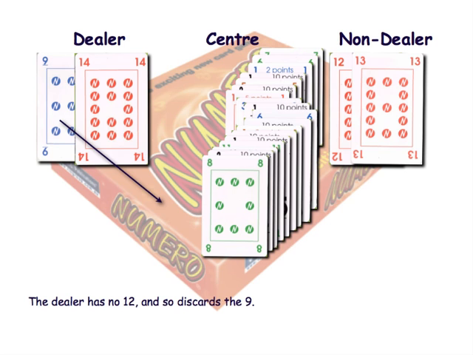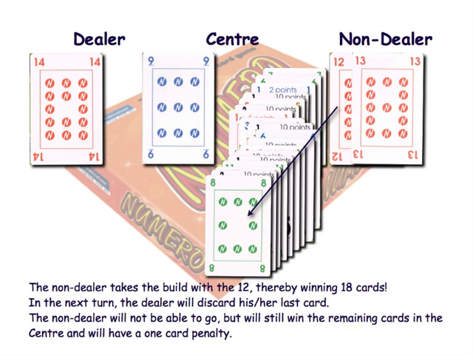The dealer has no 12, and so discards the 9. The non-dealer takes the build with the 12, winning 18 cards. In their next turn, the dealer will discard their last card. The non-dealer will not be able to go, but will still win the remaining cards in the center and will have a 1 card penalty.